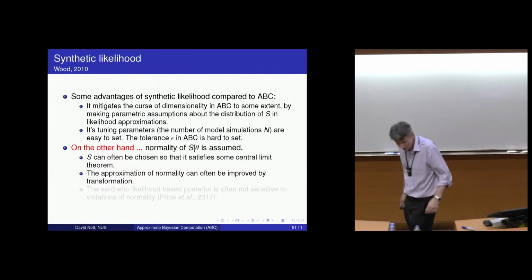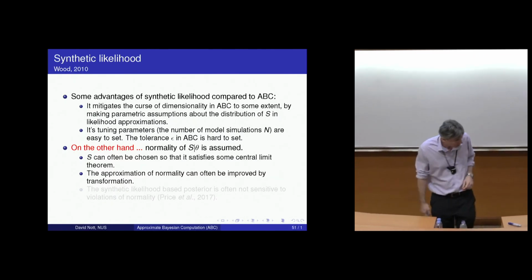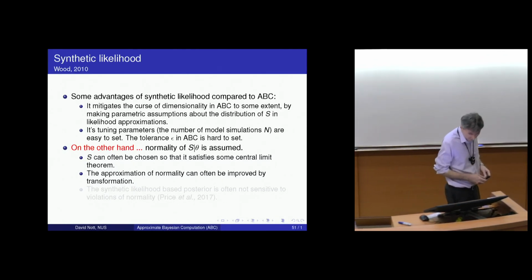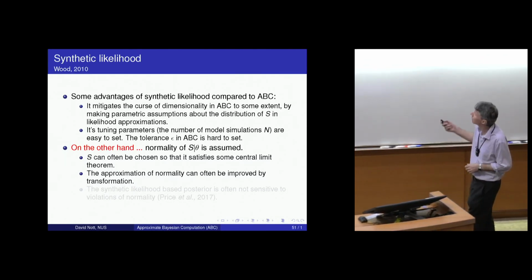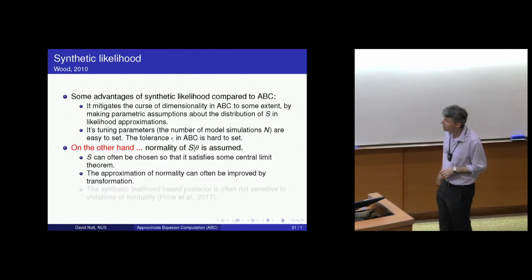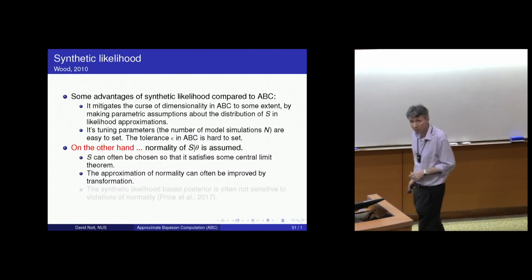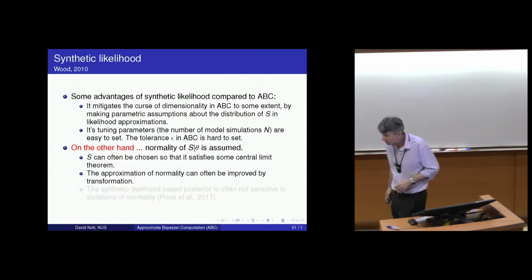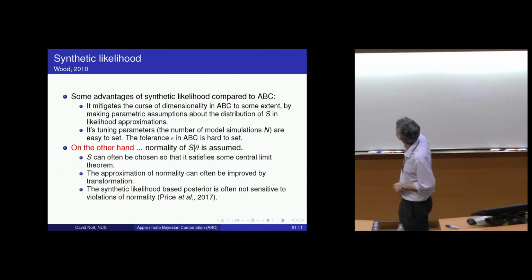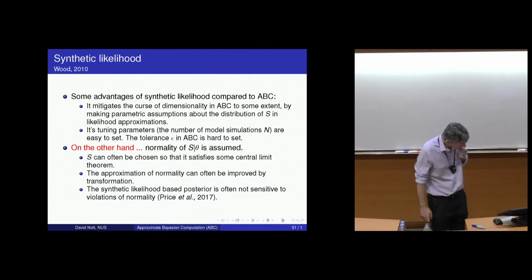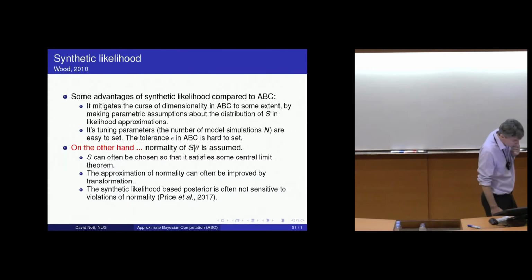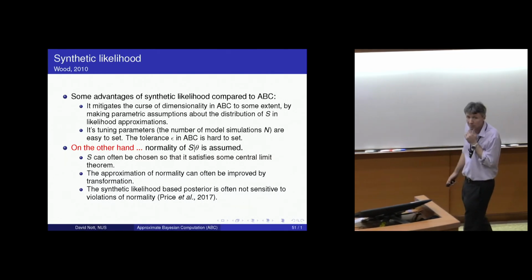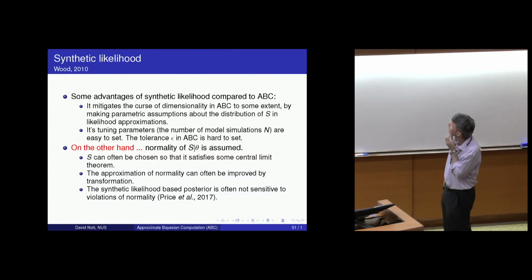Even if the summary statistics aren't normal, you can sort of empirically estimate transformations to normality. In practice, this involves just looking at marginal transformations of one parameter at a time. That's not really adequate for ensuring joint normality, of course. Empirically, at least, it's found that the synthetic likelihood-based posterior is often not sensitive to violations of normality.